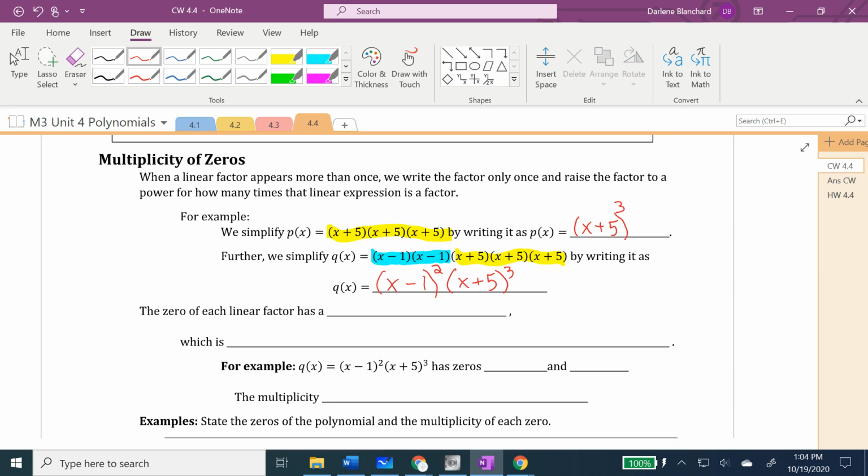Now, the zero of each linear factor has a multiplicity. Okay, can I spell right now? Multiplicity. There we go. And basically, it's just the number of its exponent.